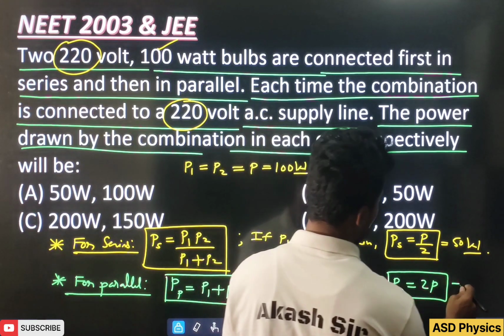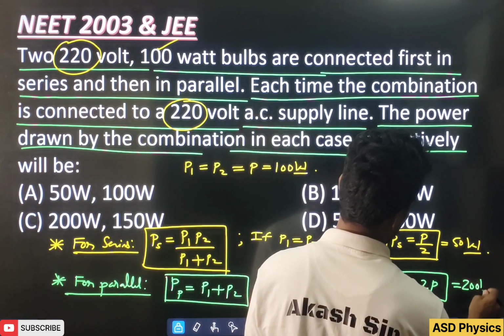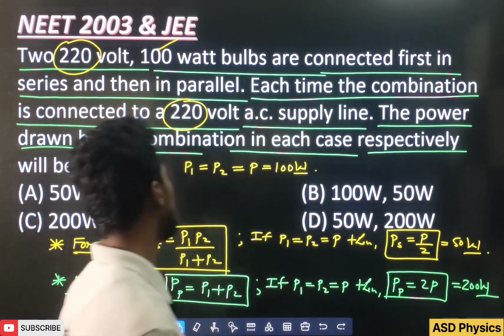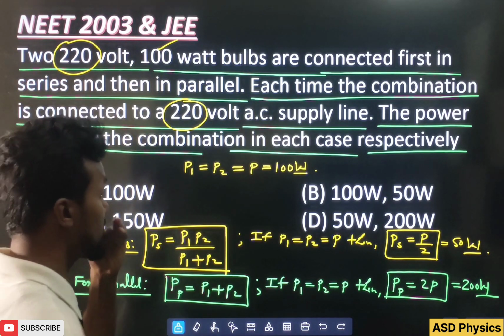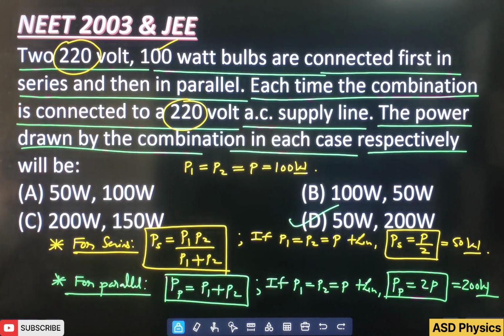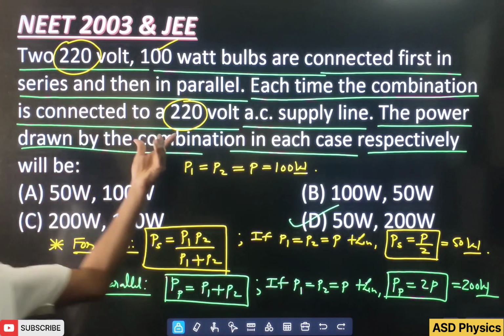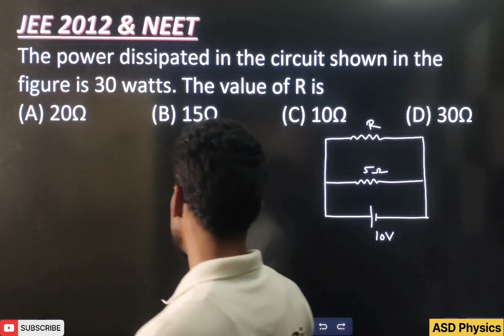Each bulb is 100, so 2 into 100, how much here? 200 watt. Okay, so you can see very well where the 50 and 200 is there. The correct option is option D. But remember that here the rated voltage and the supply voltage both should be equal. Okay, great. Next one, kindly see here.